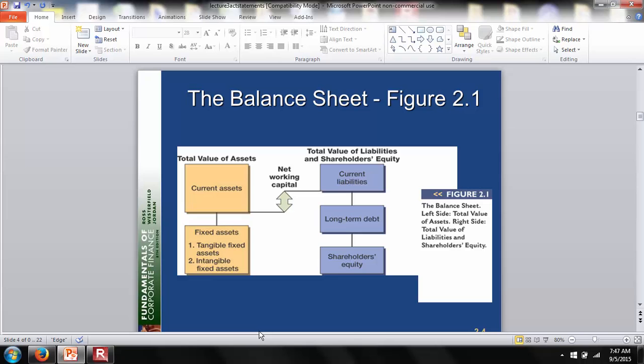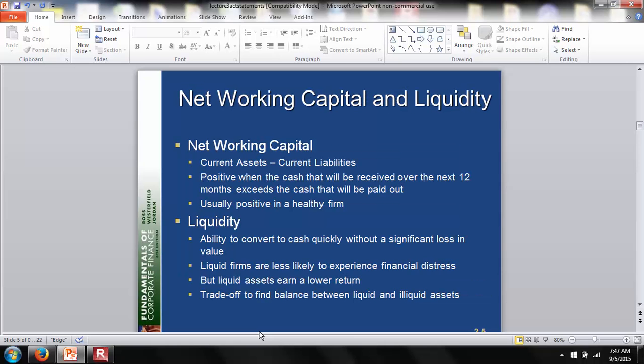And on the right hand side we have the current liabilities, then we have the long-term debt, and we have the shareholders equity. So what we are saying is that on the left hand side we have the assets arranged in the order of the liquidity, and on the right hand side we have the liabilities arranged in the order in which they have to be paid out. Now people always talk about working capital, people talk about working capital management.